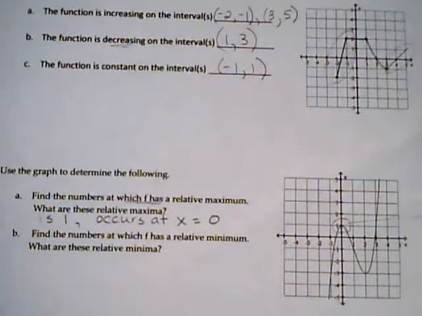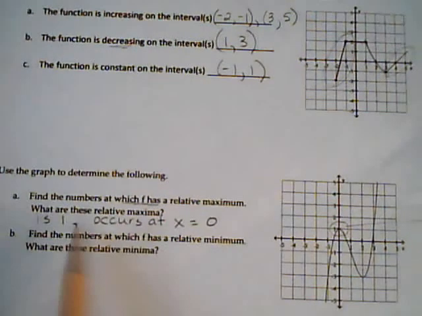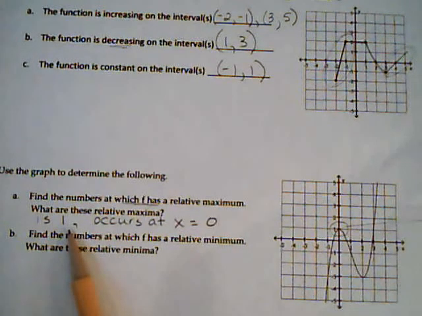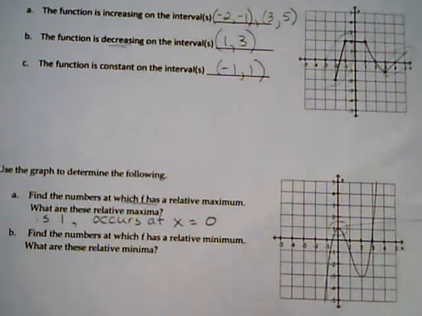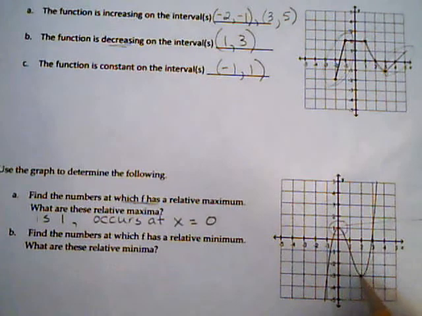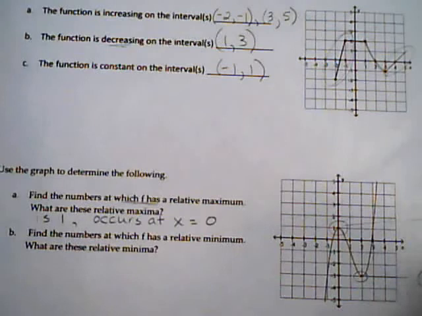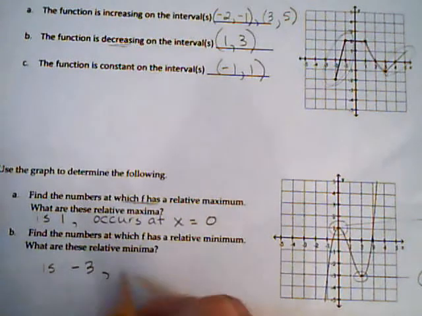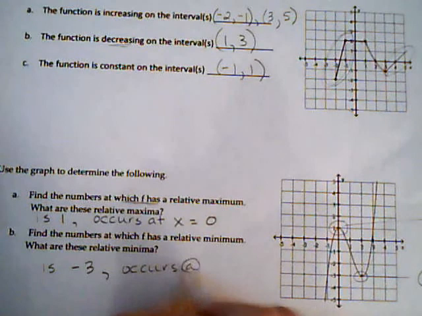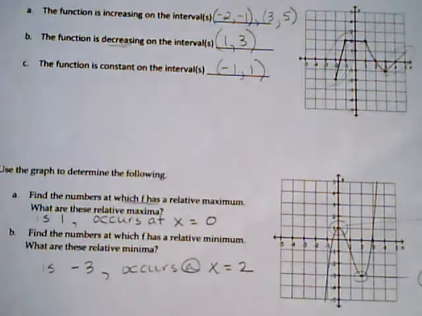I believe on your homework problems, this is kind of the way you'll answer it. They'll want to know where does it occur. It occurs at the x value, but it is the y value. So here, find the numbers for which f has a relative minimum. It's the same thing. This is my relative minimum point. That point has the coordinate of (2, -3). So I say that the minimum is -3, but it occurs at x equal 2. So that's part of how it's stated in the homework.